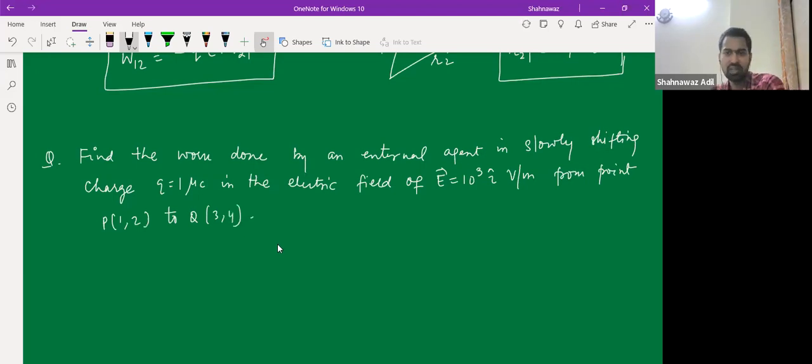Can you guys tell me what kind of electric field this is? Is this a variable electric field or is this a uniform electric field? What kind of electric field is this?